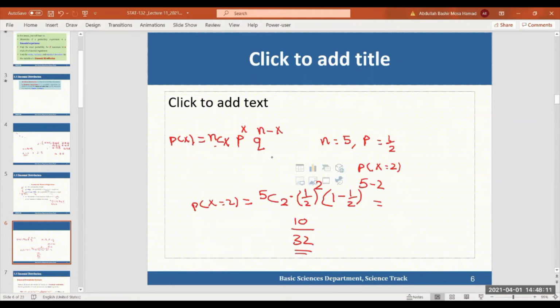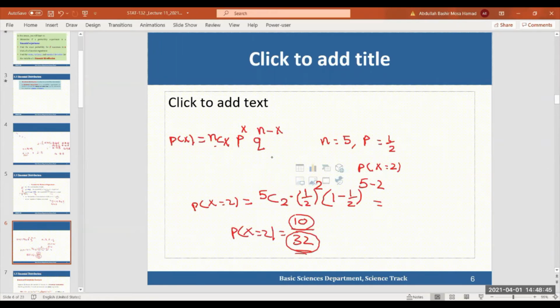But if we write the sample space, how many points are there? 32. Then we calculate how many outcomes have 2 boys. How many outcomes? 10. We find 10 outcomes with 2 boys in different orders. So the probability of getting 2 boys equals what? Equals 10 over 32. It's easy, right?